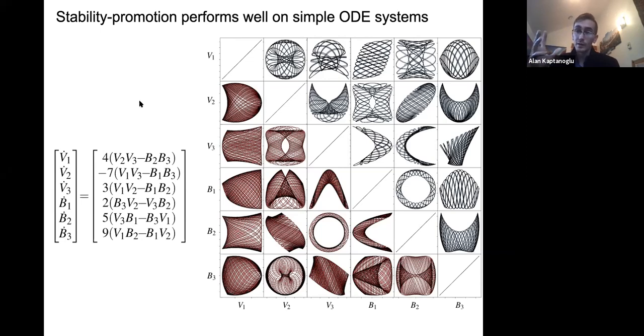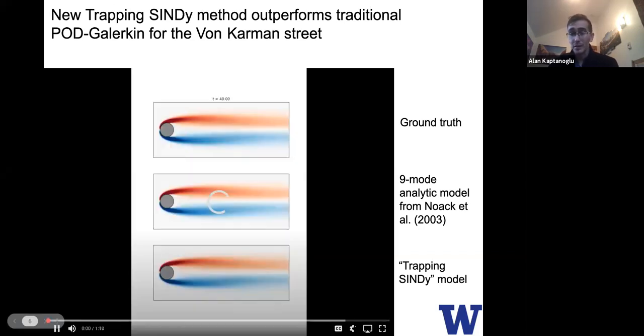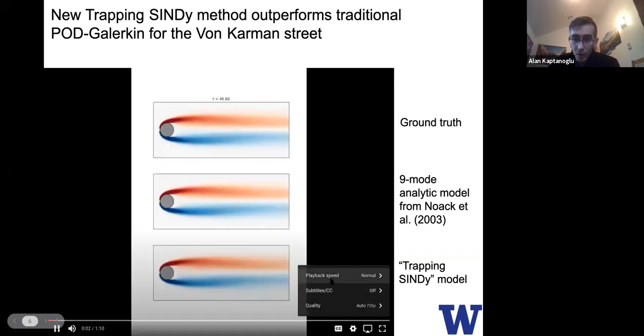So in both cases, the trapping SINDy model almost perfectly preserves the Hamiltonian property and correctly reproduces the dynamics. Of course, this wouldn't be a fluids talk if I didn't show the von Karman vortex street at some point. So I'm going to compare the ground truth, the POD Galerkin model, the analytic model from Noack et al.'s 2003 paper, and then our trapping SINDy model on the bottom.